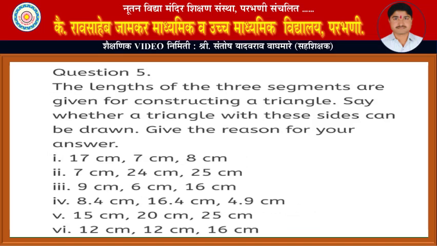Question number 5. The lengths of three segments are given for constructing a triangle. Say whether a triangle with these sides can be drawn. Give the reason for your answer. Now we have 6 sub questions. Using the property of triangle, we will have to identify first whether, when we add two sides, the sum is greater than the third side or not. If all the three additions come greater, then we can say we can draw a triangle. Otherwise, we cannot. So let's see how to solve it.